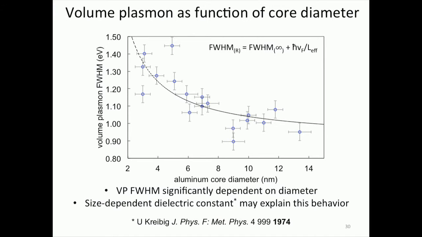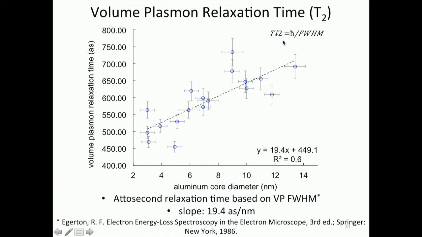Furthermore, from the full width at half maximum, we could calculate the volume plasmon relaxation time. The volume plasmon relaxation time is the time that the volume plasmon will decay by 1 over e. So it's the time that the volume plasmon intensity, the amplitude, would decay by 1 over e. By using this formula here on the right, the relaxation time is equal to h bar omega divided by the volume plasmon full width at half maximum that we measured experimentally.